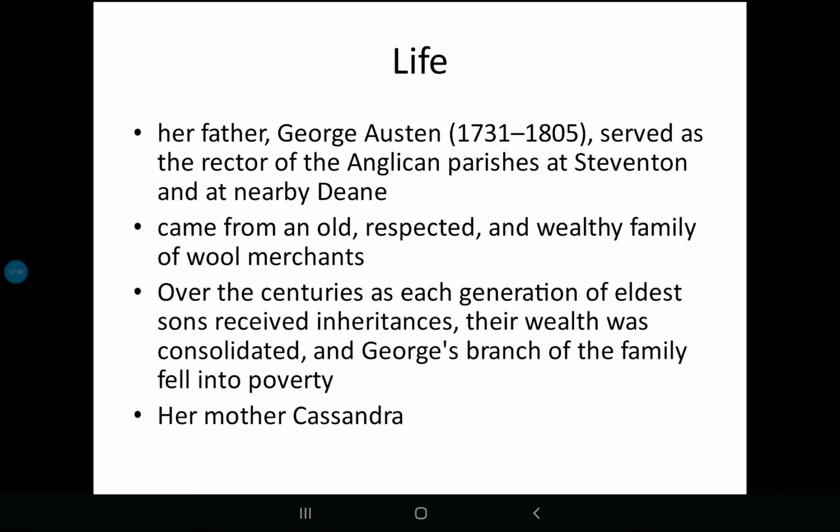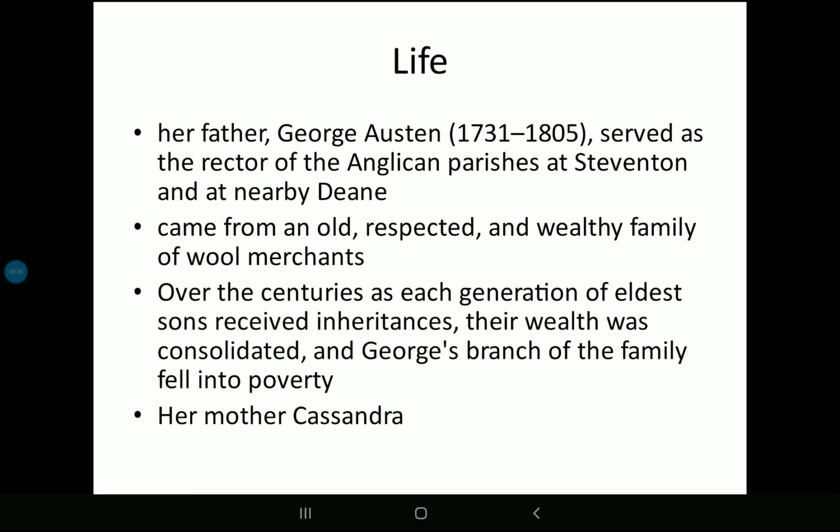Over the centuries, as each generation of eldest sons received inheritances, their wealth was consolidated, and George's branch of the family fell into poverty. Now, every family has its own tradition. Even among our relatives, I have one relative where there is a tradition in the family that the youngest child will get the house or most of the property, and the eldest should earn on his or her own, and build their own house. So I have one relative where the system is like that.